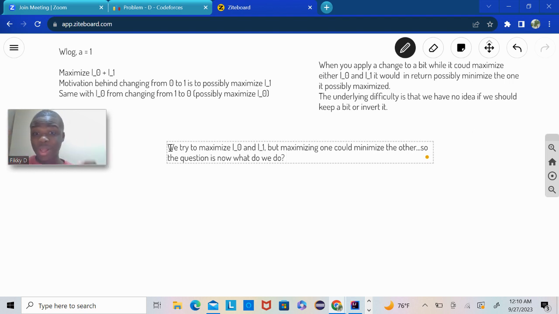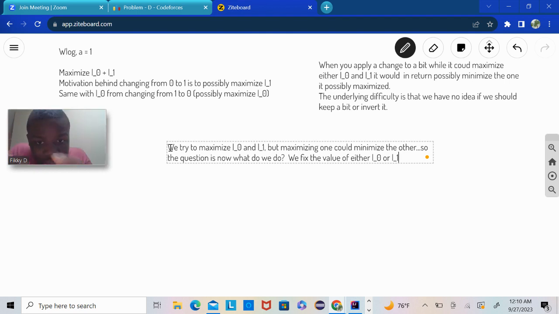This is what I'm talking about. This is not contrived; I feel like this is a very motivated step. The answer to this question is definitely motivated. We try to maximize L0 and L1, but maximizing one could minimize the other. So what do we do? We fix the value of either one. It doesn't matter. We fix the value of either L0 or L1. Don't you think that's fascinating?